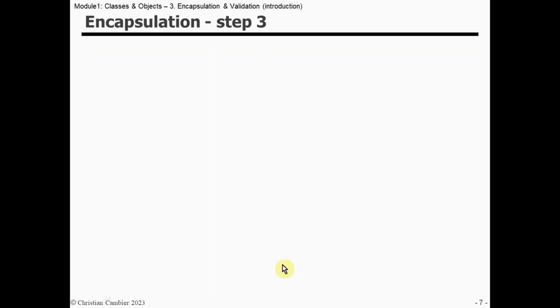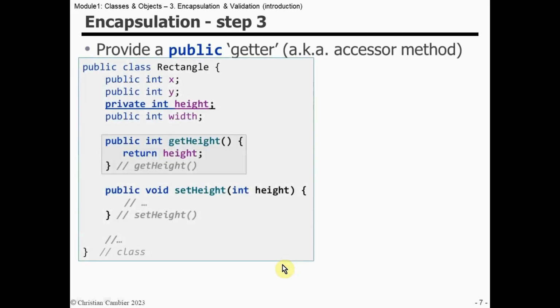Encapsulation step 3. What if a client just wants to read out the value of the height property? Right now, it can't, since its access level is private and our setter doesn't return anything. How then? Well, by adding another public method whose sole purpose is just to return the value of the height property. And we call that method a getter, also known as an accessor method. So the getter is public. It returns something of the type of the property, int height, so int getHeight, no parameters, and it just returns the value of the property.